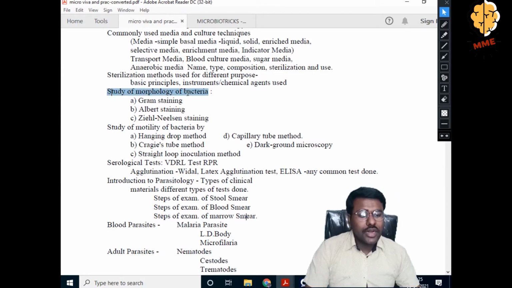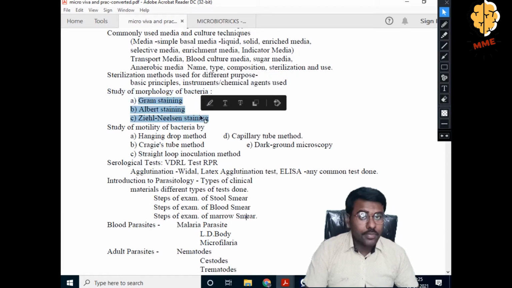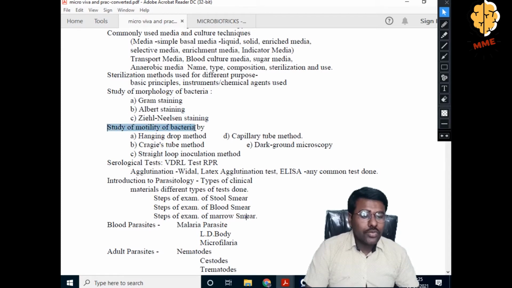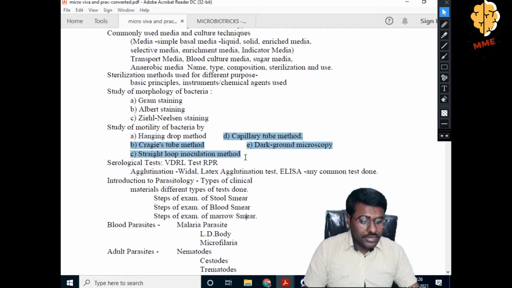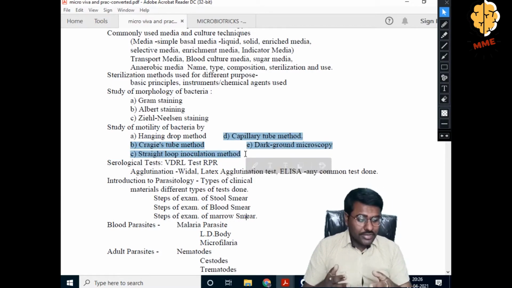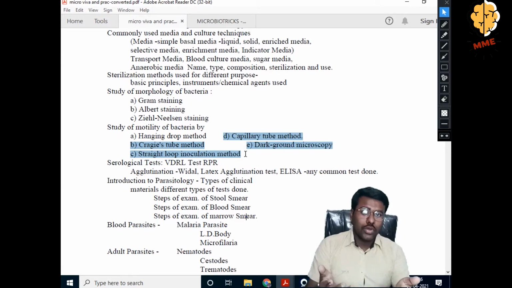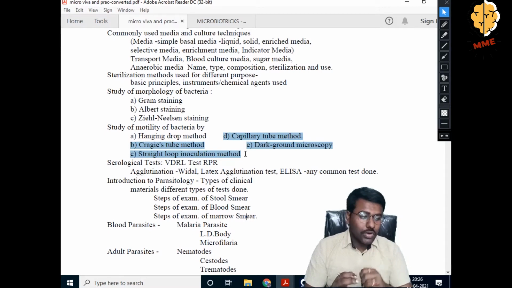Next, you have to study the morphological characteristics of bacteria. In this section, Jensen, Albert's and Gram stain are very important. Next, you have to study the motility of bacteria. You may perform the hanging drop method in your exam, but you have to mention these four when your examiner, external or internal, asks you what are the different methods of motility other than the hanging drop method. So these four are very important.